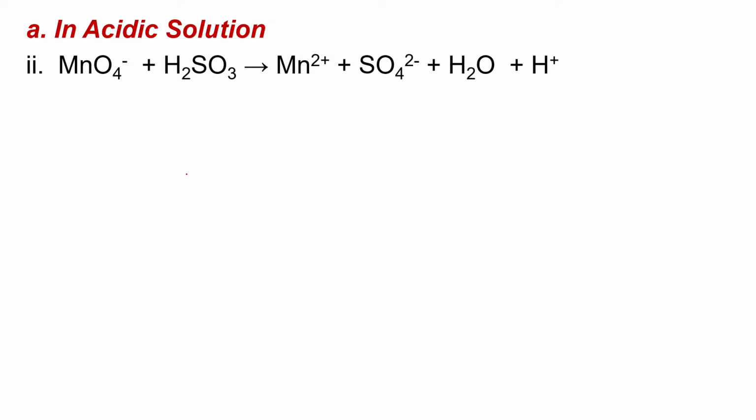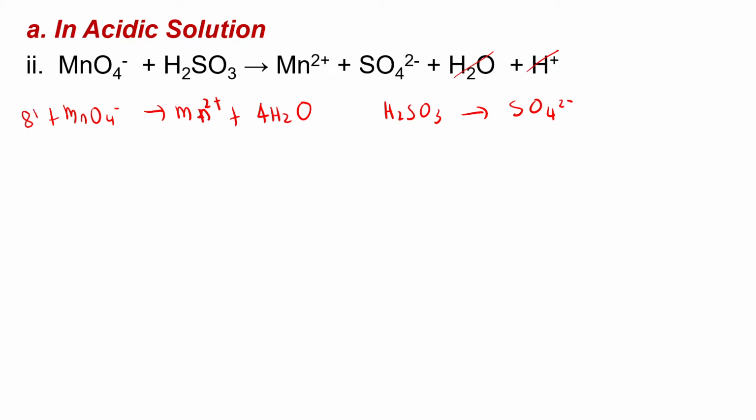So divide into 2 half equations. The first half equation is MnO4- to Mn2+. The second one is H2SO3 to SO4 2-. For this one we just ignore it for now, because at the end of the equation we can balance H2O and H+. Okay, so 1 Mn, 1 Mn, 4O. So we add 4 H2O to get 4 oxygen. Then we have 8 hydrogen, so we add to the left hand side 8 H+.